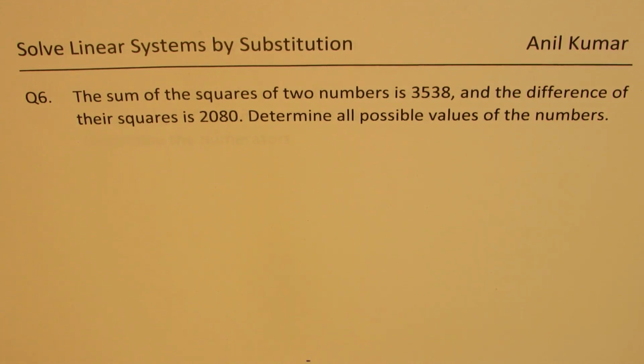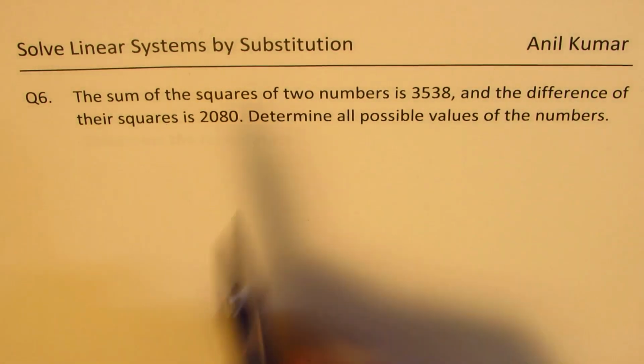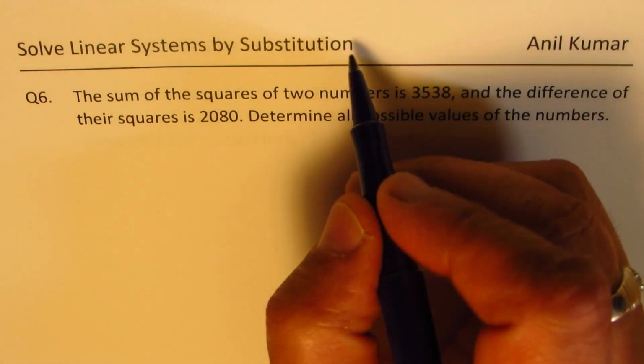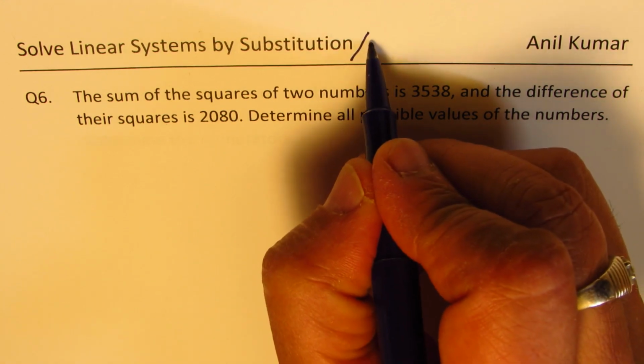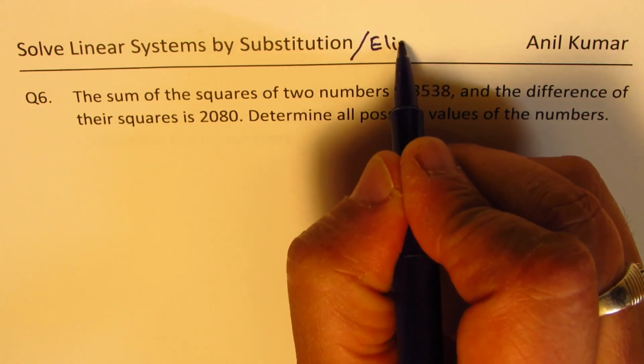Now here is part B. In part A we did question number 1 to 5 all with substitution. Now in part B we'll add both the methods. We'll do substitution as well as elimination, right?